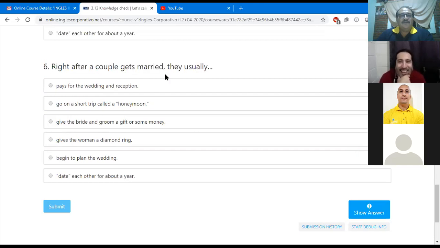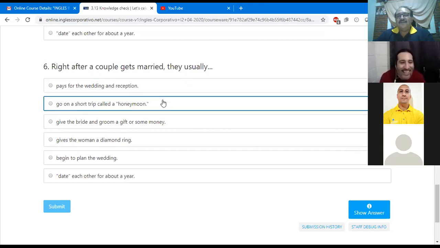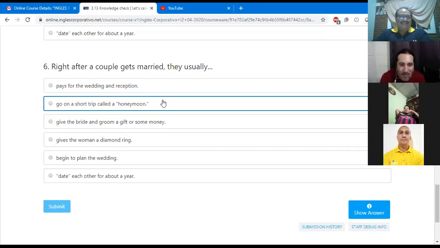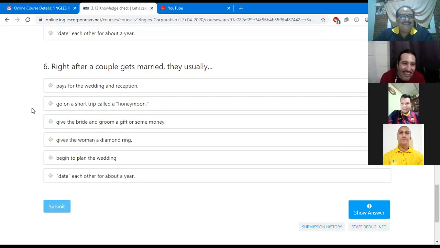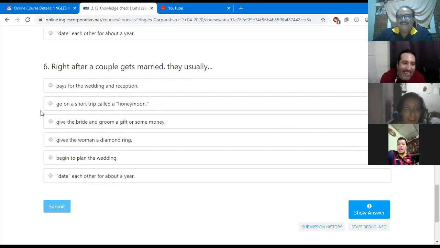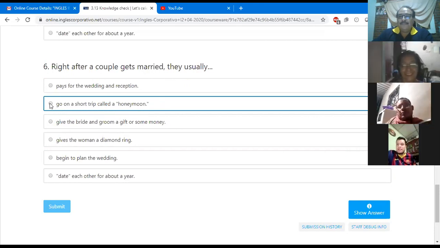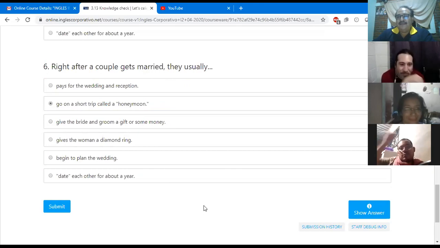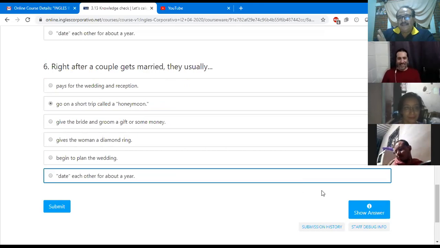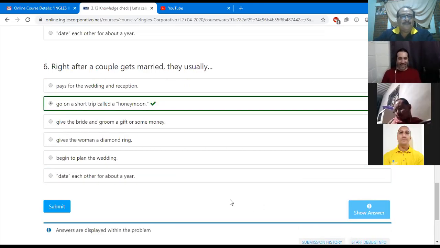Right after a couple gets married, they usually go on a honeymoon. You can see it's a short trip, if they have the economical means. A very short, happy time. After a year, they will be in trouble.